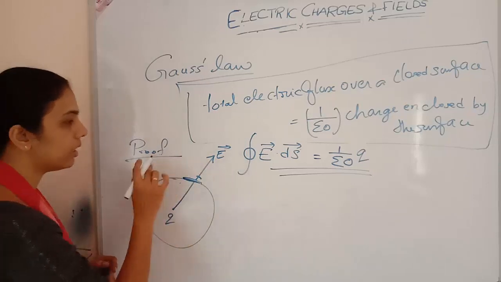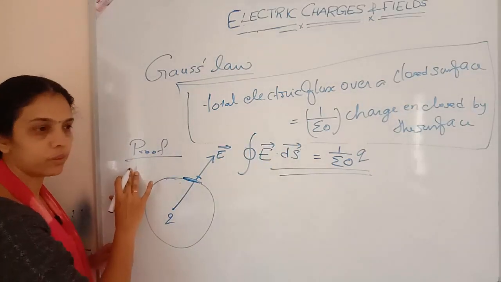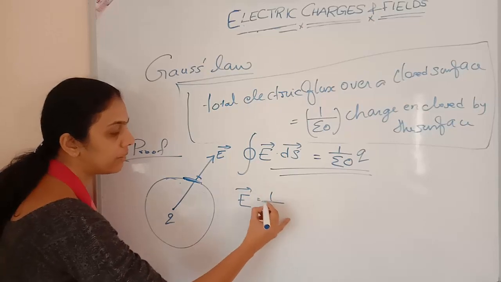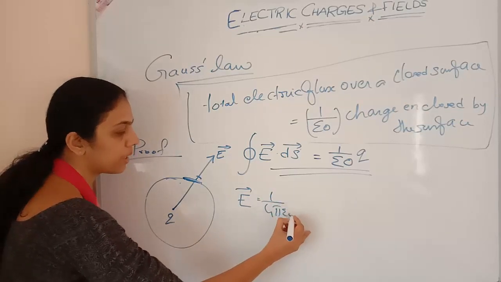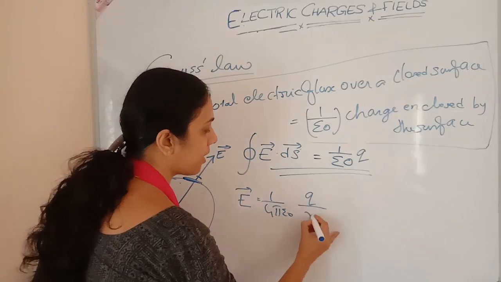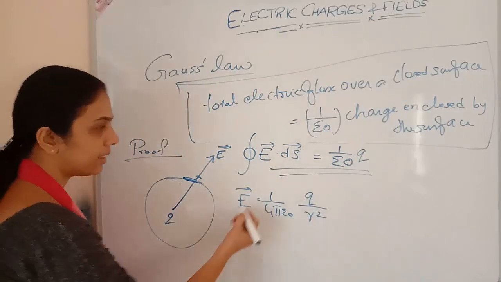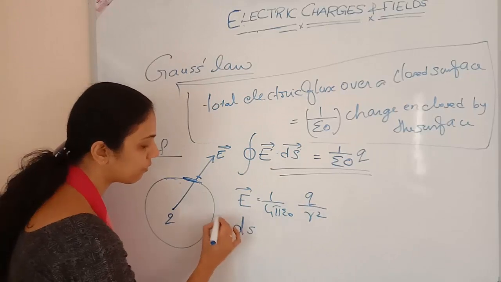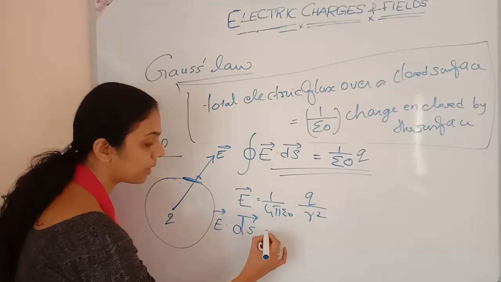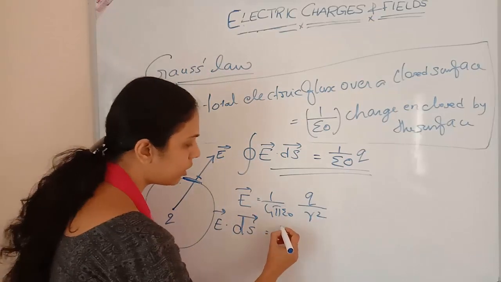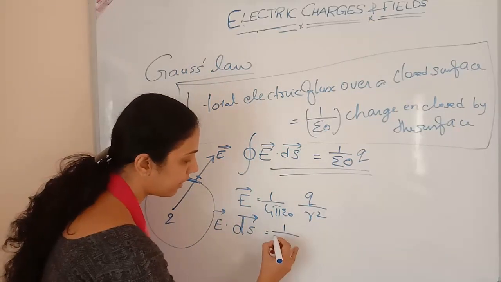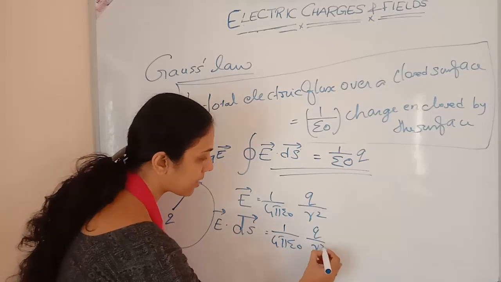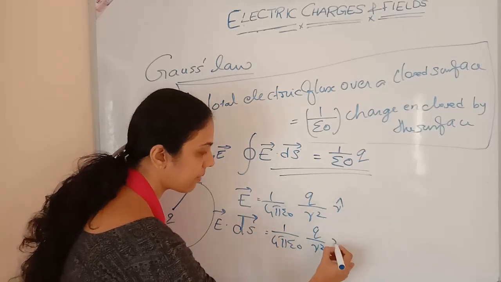So here we are going to prove that. Now what will be the electric field in that region? E will be equal to 1 by 4 pi epsilon 0 q by r square. Then dot ds. So now E dot ds we should find out. E dot ds is equal to 1 by 4 pi epsilon 0 q by r square times vector r. It's a vector, right?